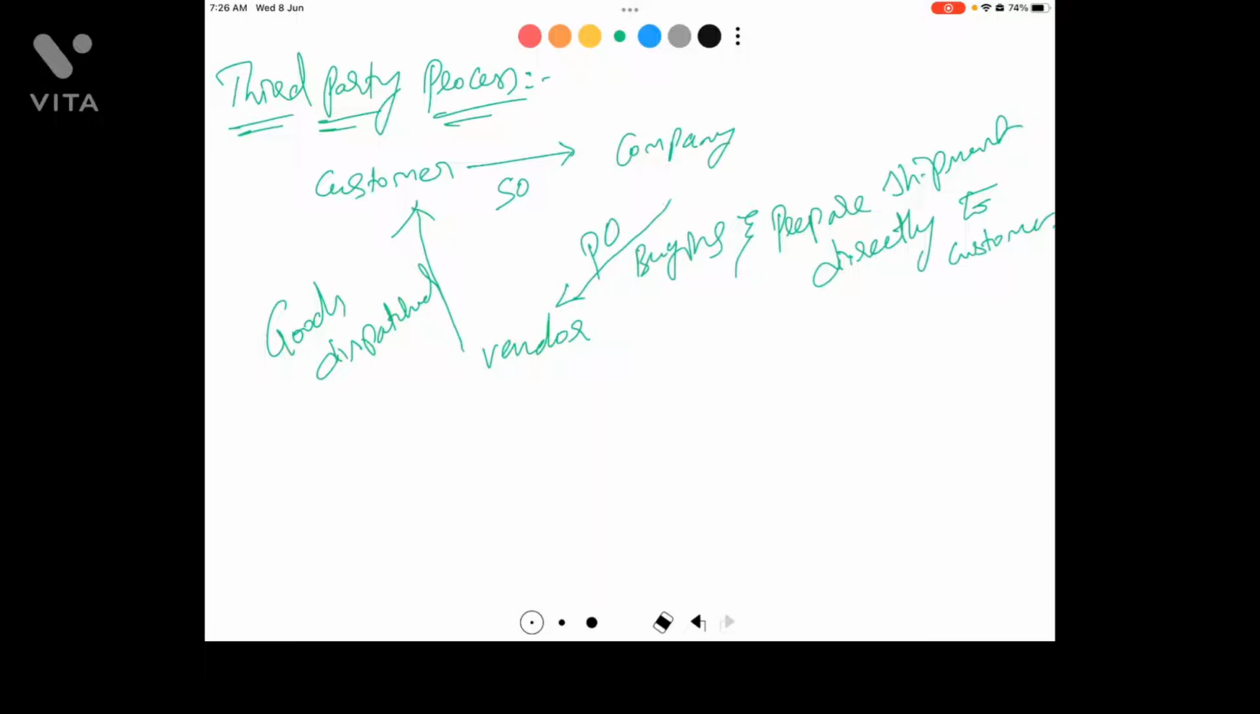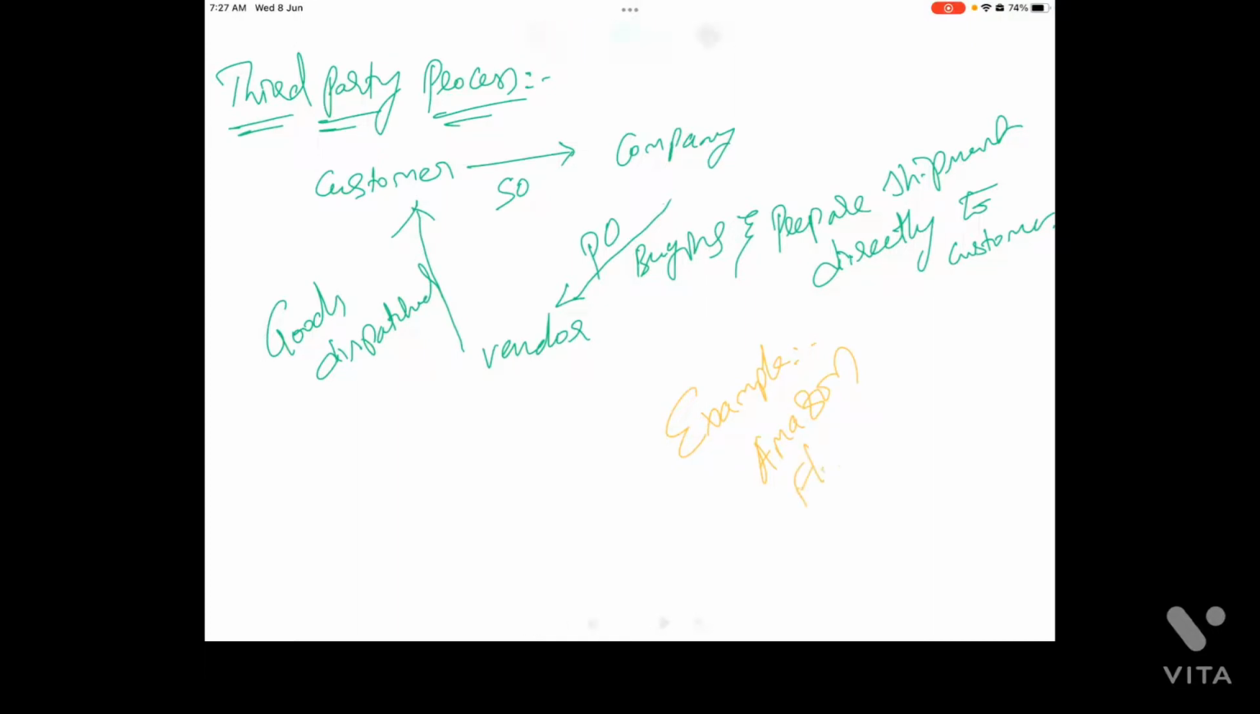So we get the order from the customer, and we create a purchase order to the vendor. That means I'm doing a trading business instead of producing my own product. I'm just trading the product, so I request the vendor to dispatch directly to the customer.